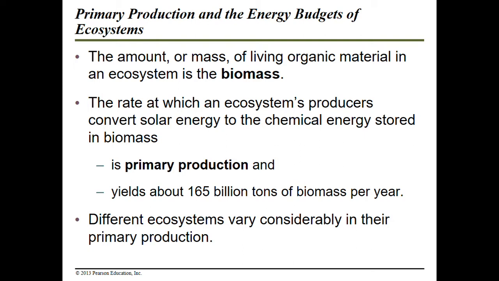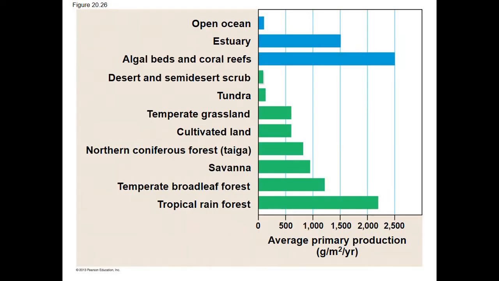The biomass is the amount of organic material in an ecosystem. And primary production is the rate at which the producers convert solar energy to chemical energy. So different ecosystems have different primary production levels. The most productive, where we make the most biomass from sun energy, we have tropical rainforests as a number 2, close second. And our number 1 is coral reefs, which you really wouldn't think about, right?